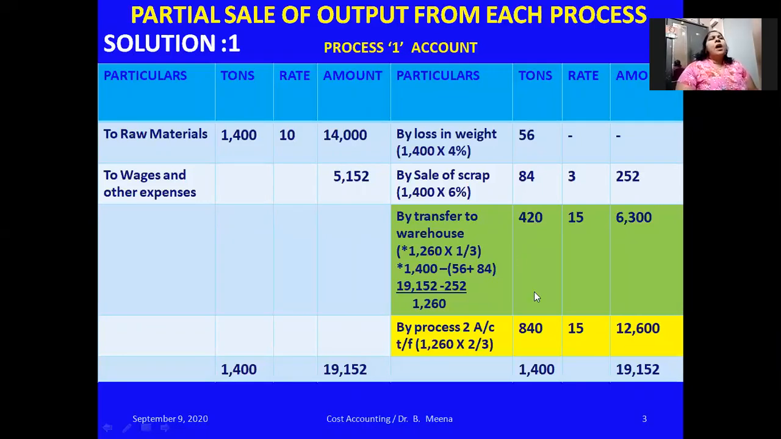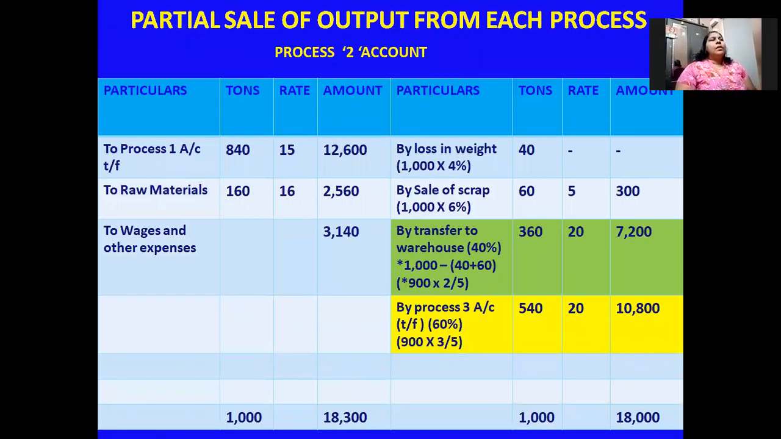So this is the way I close the process 1 account after calculating the rate per ton for both output transferred to warehouse and output transferred to the next process. I think all of you understood process 1. Next, I will move on to the process 2 account.